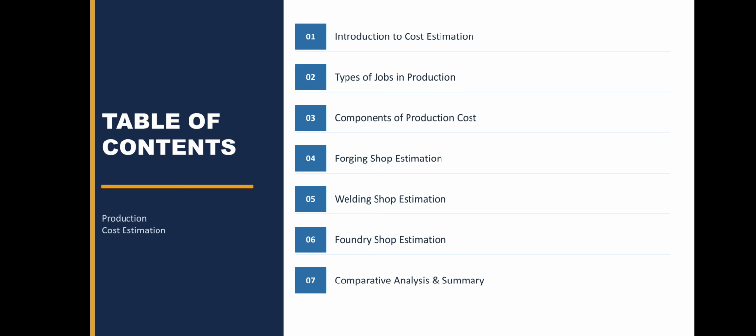The table of contents in this chapter includes introduction to cost estimation, types of jobs in production, components of production cost, forging shop estimation, welding shop estimation, foundry shop estimation, and the final one is comparative analysis and summary.